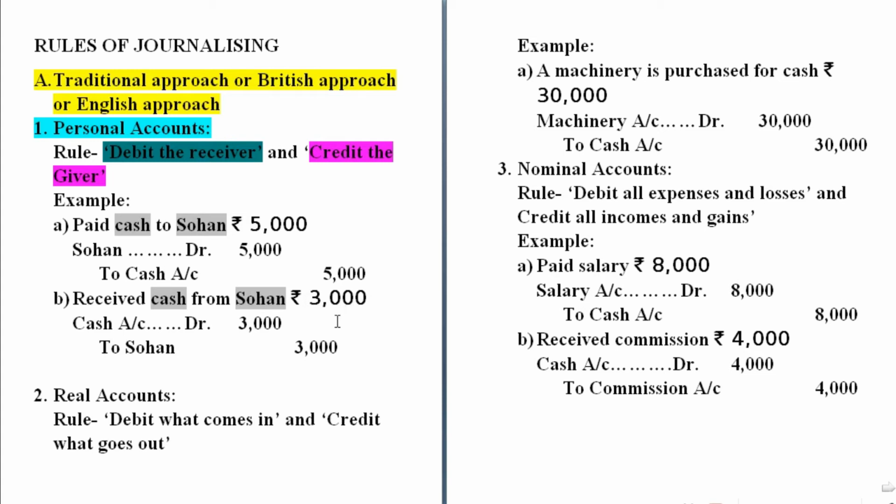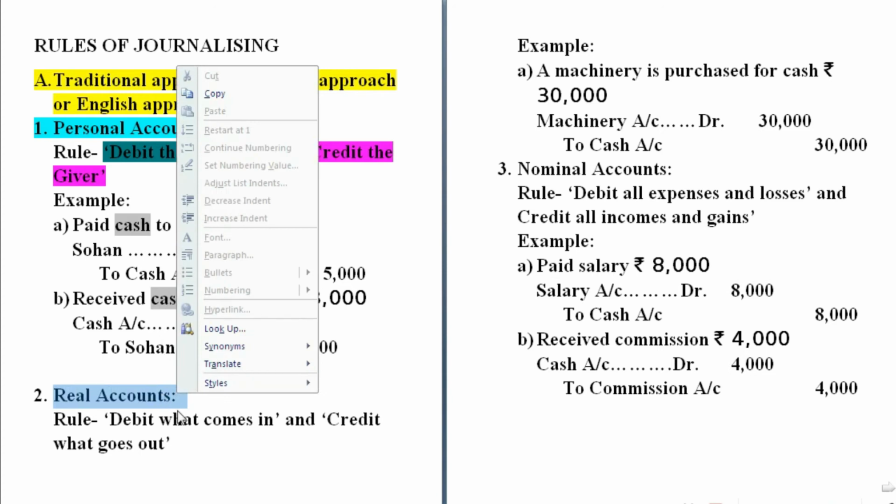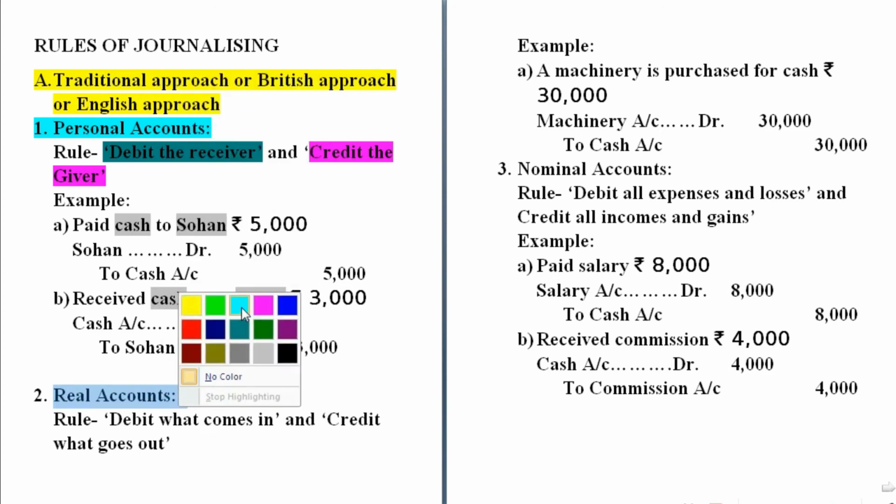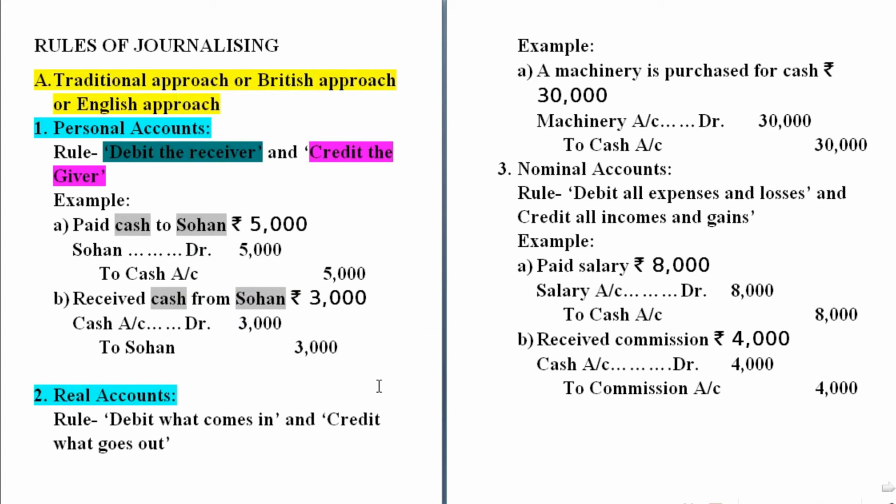Okay, now let us come to the second classification of accounts. The second classification of accounts here we have is real accounts. Okay, now what is real account? Real account is something which can be measured in terms of money. Okay, and which is your own possession, your property for running the business. So something which can be measured in terms of money.